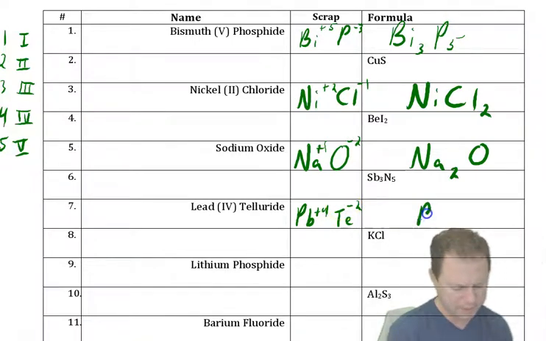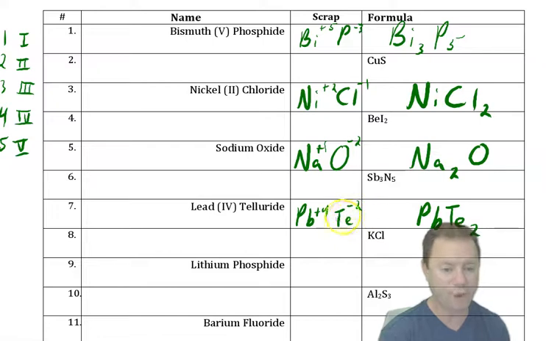My crossing spot between a 4 and a 2 is at 4. Well, Pb is already at 4, so I don't have to do anything. It's just 1 Pb. I'm at 4. The telluride, or the tellurium, we call it telluride in this case, needs to be boosted up. I need 2 of them. Why? Because I need to get to -4. I need to get to that lowest common multiple. So it's PbTe2.